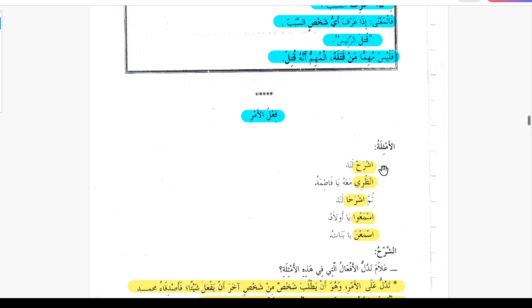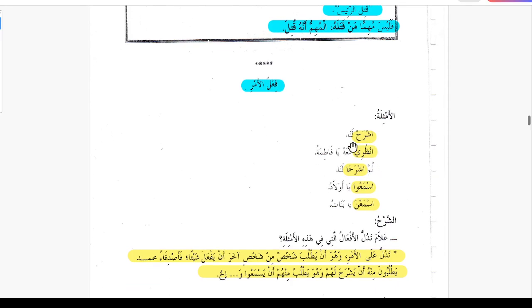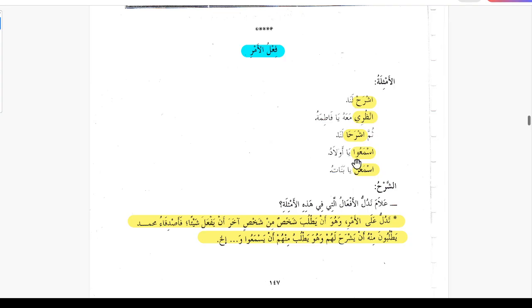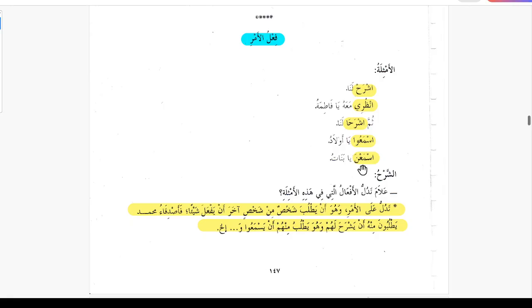The next is Fi'lul Amr, the commanding verb. Here are some examples. Ishrah lana, explain for us. Unzur ma'ahu ya Fatimatu, look at him, O Fatima. Thumma ishrah lana, and then explain for us. Isma'u ya awladu, listen, O boys. Isma'na ya banatu, listen, O daughters. So we see that this is the form. They all are Fi'lul Amr, the commanding verbs.